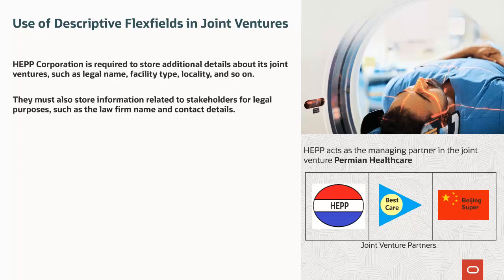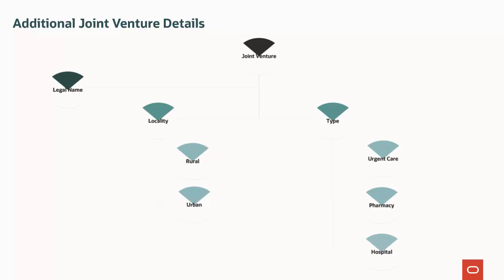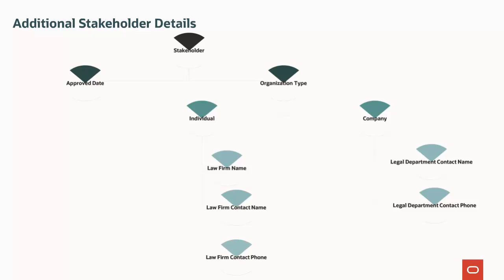HEPP is required to store additional details about its joint ventures, such as legal name, facility type, locality, and so on. They must also store information related to stakeholders for legal purposes, such as the law firm name and contact details. Additional joint venture details to capture. Additional stakeholder details.